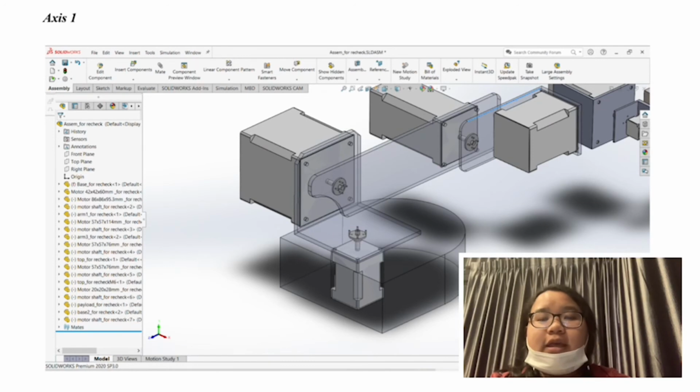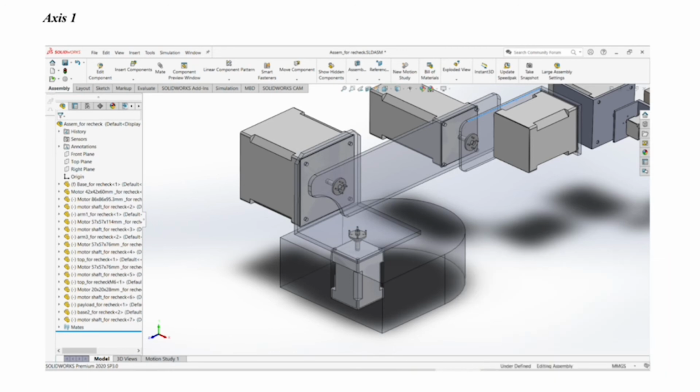For motor 1 in axis 1, it is appropriate for this design. The motor 1 has 0.65 Nm. That's enough for the required torque of 0.6108 Nm and has an appropriate size for this design.